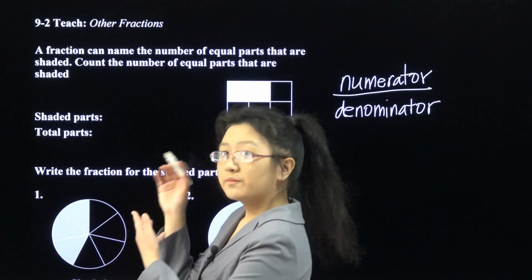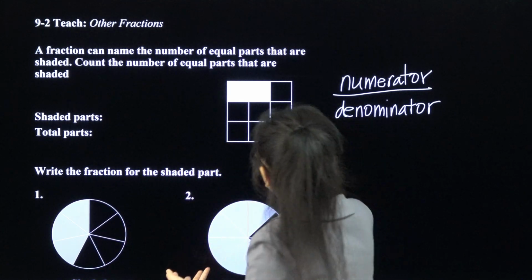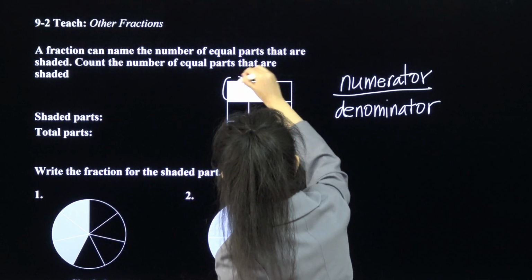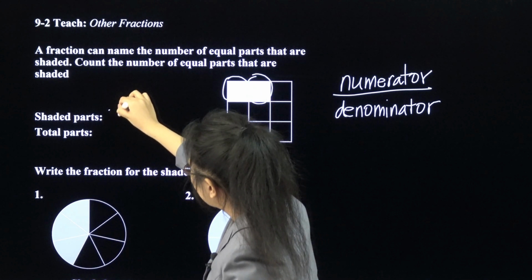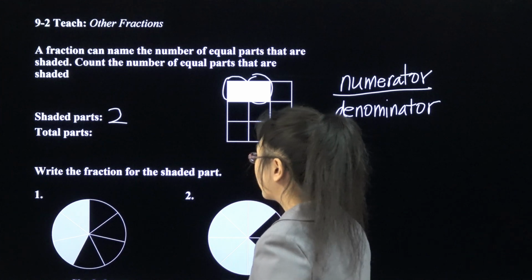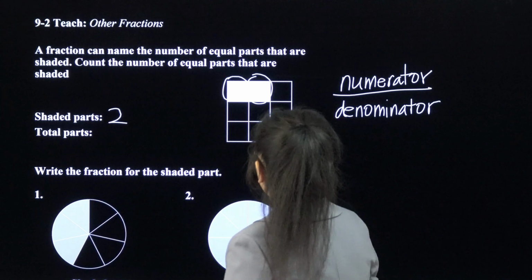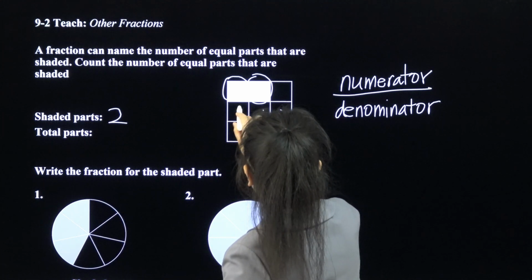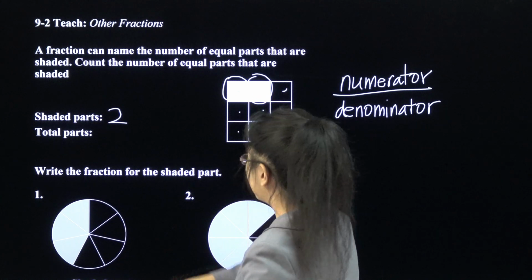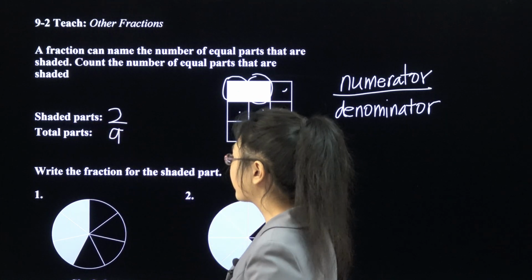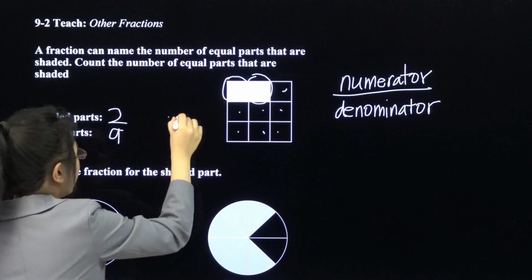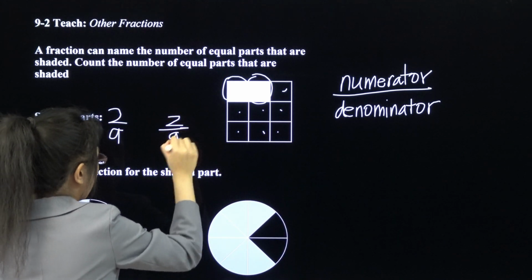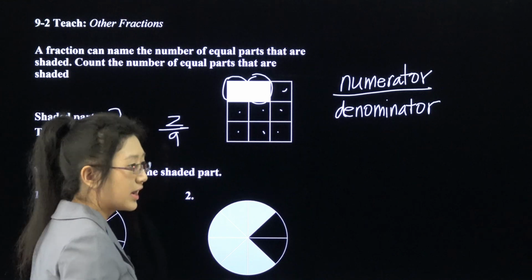Anyhow, so in this picture we have 2 shaded parts. So it'd be 2 for shaded parts. And we have 1, 2, 3, 4, 5, 6, 7, 8, 9 total parts. The fraction here, instead of 1 over 9, would be 2 over 9, or 2/9.